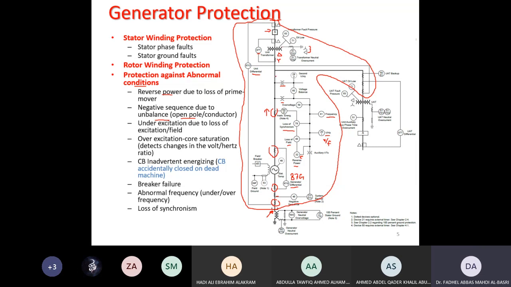Circuit breaker inadvertent energization: you close a breaker before the generator is synchronized with the system, or while the generator is still dead and not working. Then breaker failure, abnormal frequency, over or under, loss of signal. So there are many protection failures that you need different types of protection functions to detect effectively and accurately.